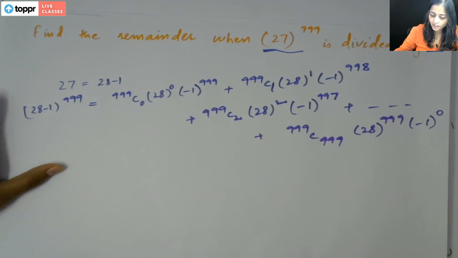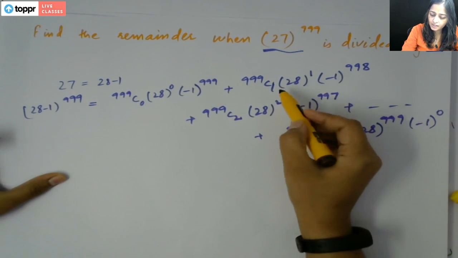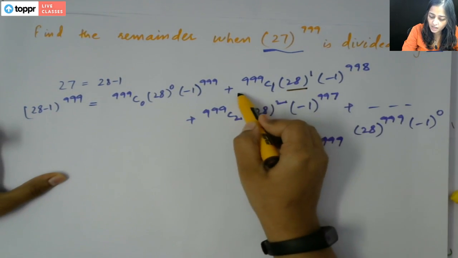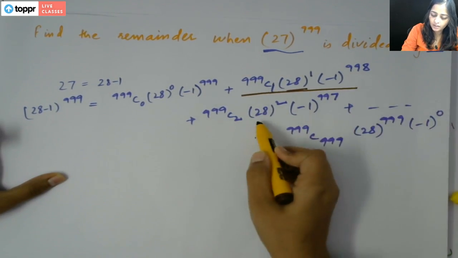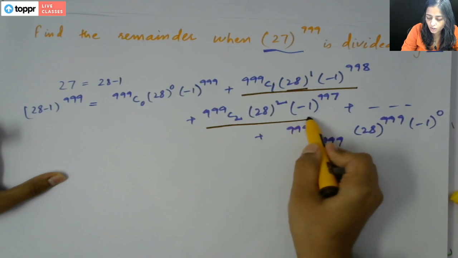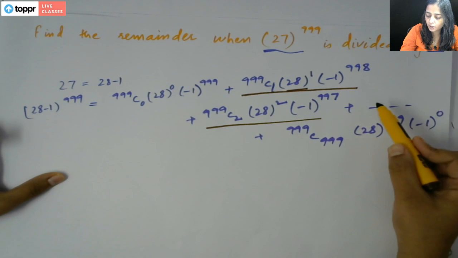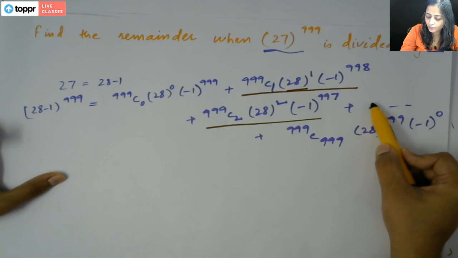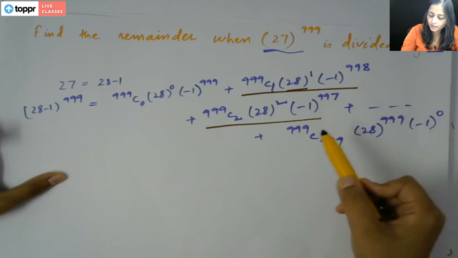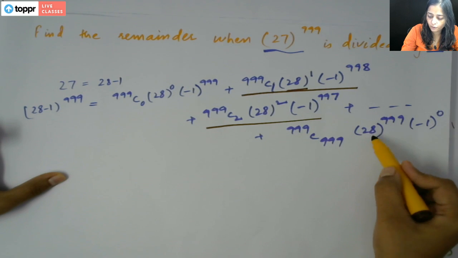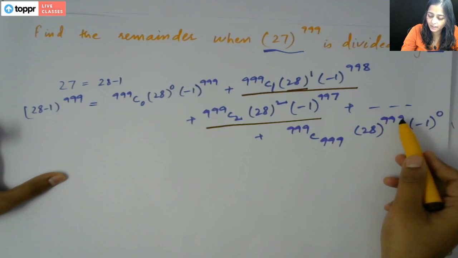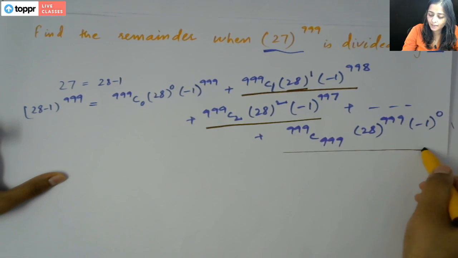Now in this, if you observe, this term has 28, so this is a multiple of 7. This term has 28 square, this will also be a multiple of 7. All the terms after this will be multiples of 7 because the next term will have 28 raised to the power 3, the next term 28 raised to the power 4, till here 28 raised to the power 999. All these are multiples of 7.